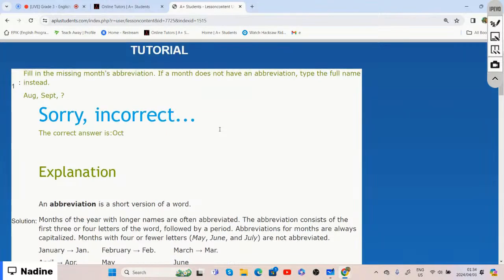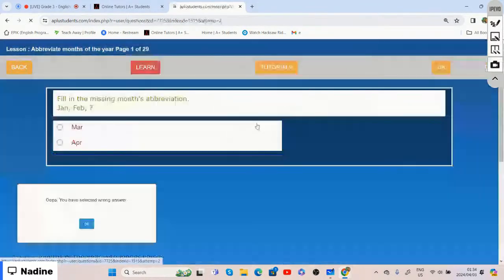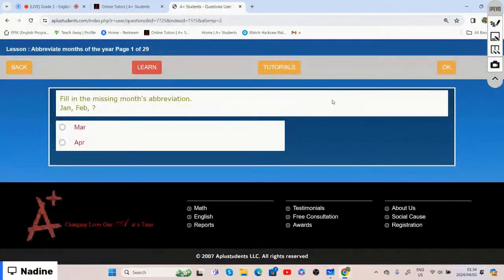All right, so now we're going to our test. We need to fill in the months of the year, right? That's after February. We have January, February. What is after February? Is it March or is it April? Is it March or April that's after February?